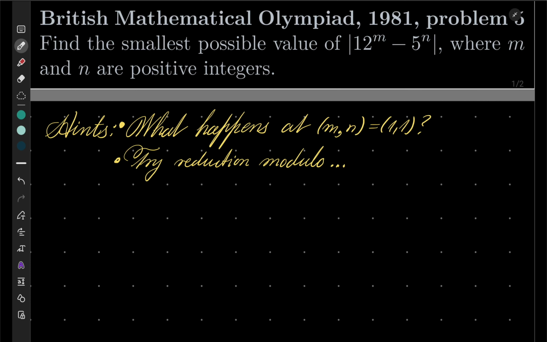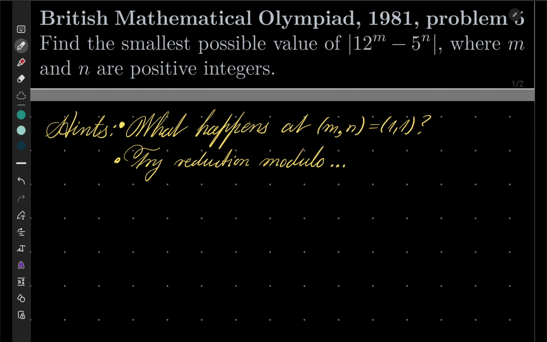Hello friends, in this video I'd like to solve the following problem from the British Mathematical Olympiad 1981, problem number 5. We wish to find the smallest possible value of the absolute value of 12 to the mth power minus 5 to the nth power, where m and n are positive integers.